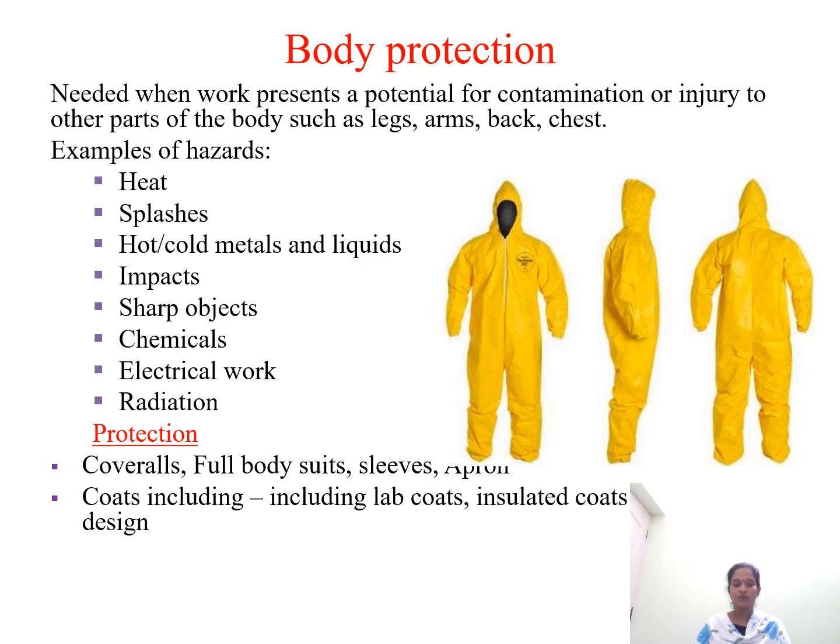Rubber and neoprene will be protecting against chemical and physical hazards. Treated woolen cloth will be giving protection against dust, abrasion, rough and irritating surfaces. So depending upon the hazard, the clothing material should be decided.